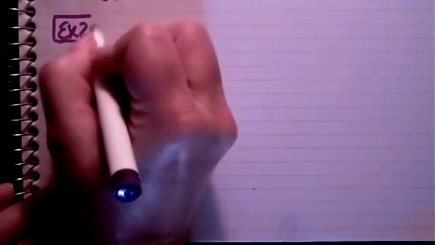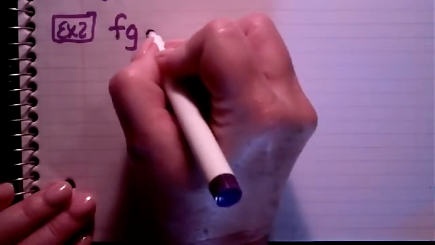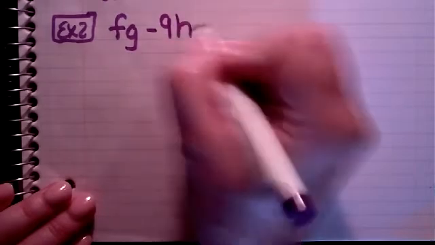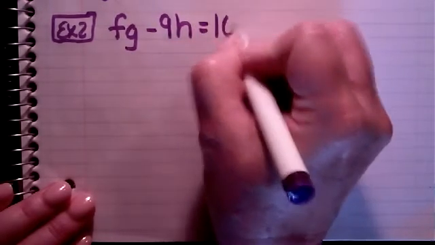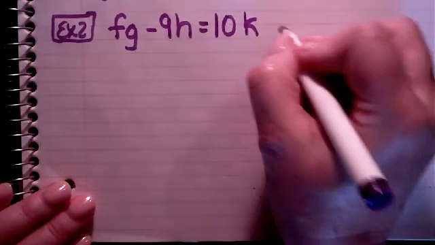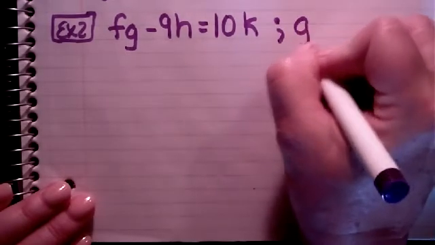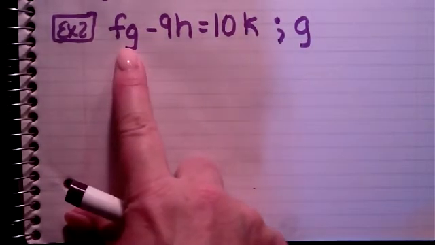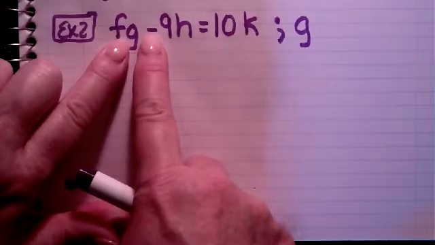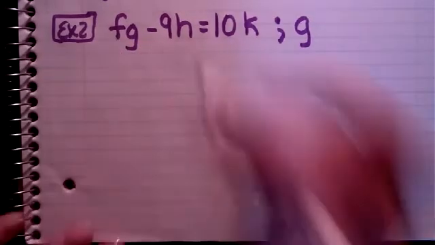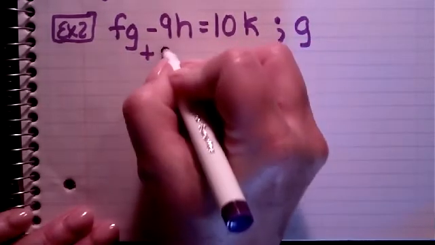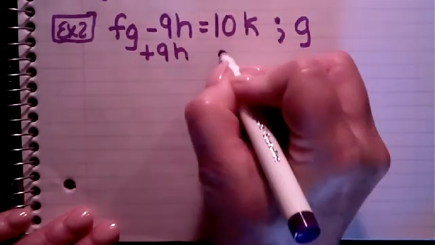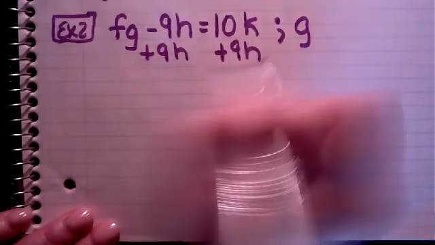Example 2 says FG minus 9H equals 10K, and we're solving this one for G. Now, again, I want you to think about how we solve an equation. I'm isolating G. So the first thing I need to get rid of and move to the other side is the 9H. So just like if it was a plain old number, I'm going to add the 9H to both sides.